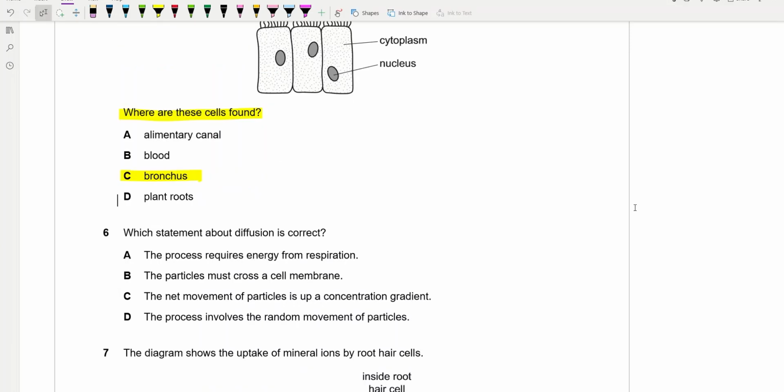Question number 6. Which statement about diffusion is correct? Option A, the process requires energy from respiration, which would be wrong. Option B, the particles must cross a membrane, which is also wrong, as diffusion does not require a membrane. Option C, the net movement of particles is up a concentration gradient, which is also wrong. And option D, the process involves the random movement of particles. Option D would be the answer.